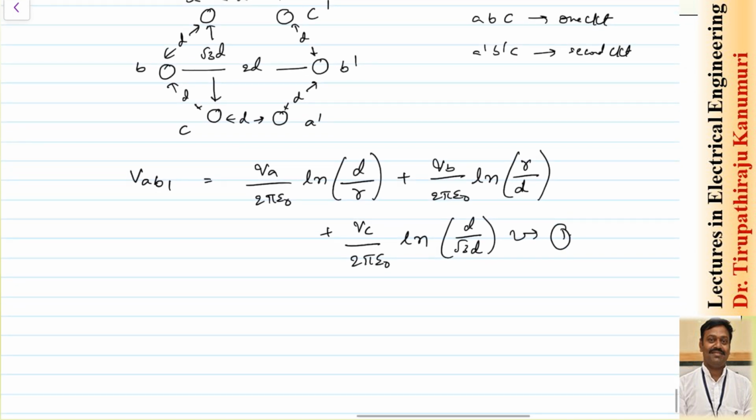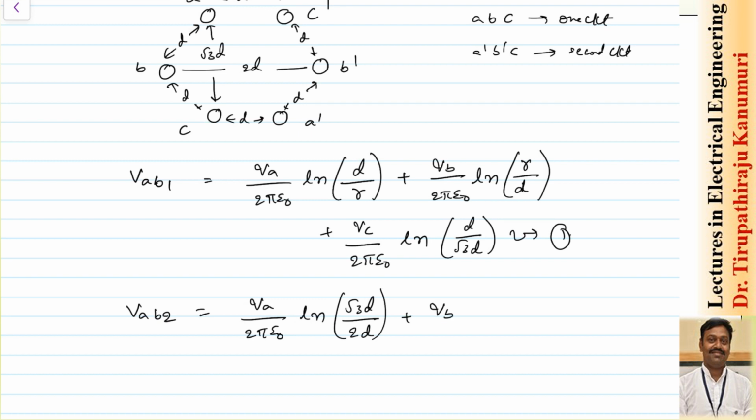Similarly, I can calculate the potential between points A and B due to the second set of conductors, that means A dash, B dash and C dash. Then you will take the sum to get the total overall effect. Again, through A dash I am assuming the charge is equal to QA. This will be QA by 2 pi epsilon naught multiplied by ln of the distance of A dash with respect to B, which is root 3 times D, divided by the distance of A dash with respect to A, which is 2 times D.